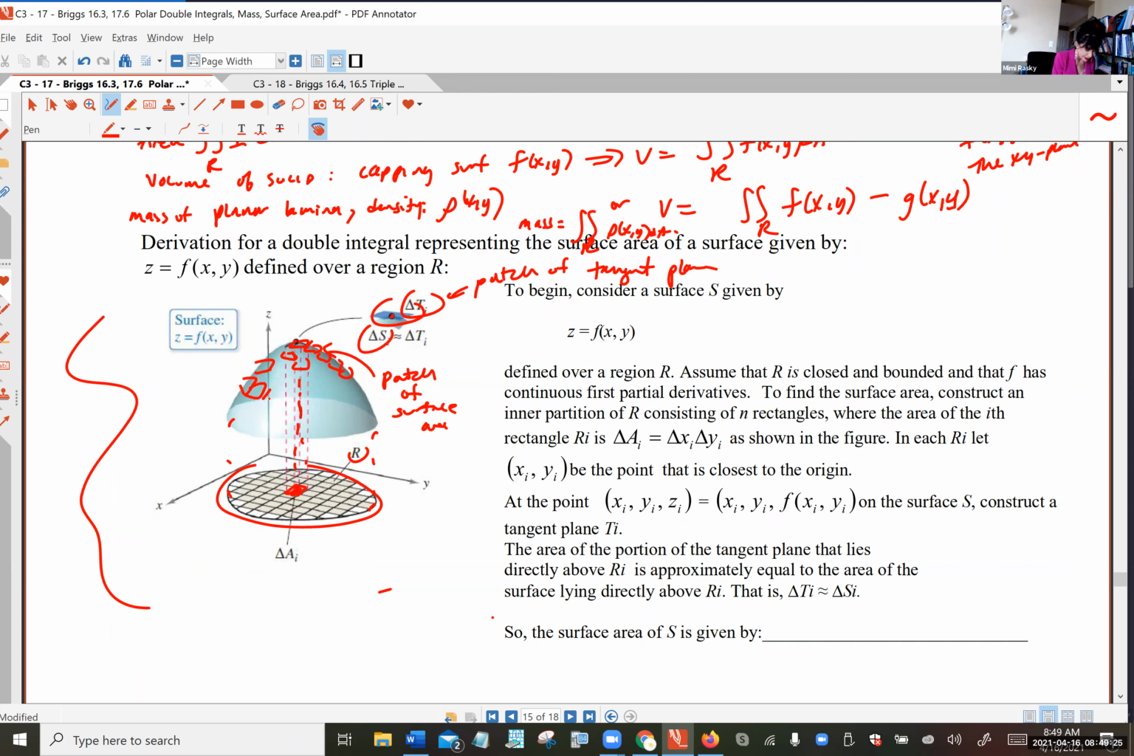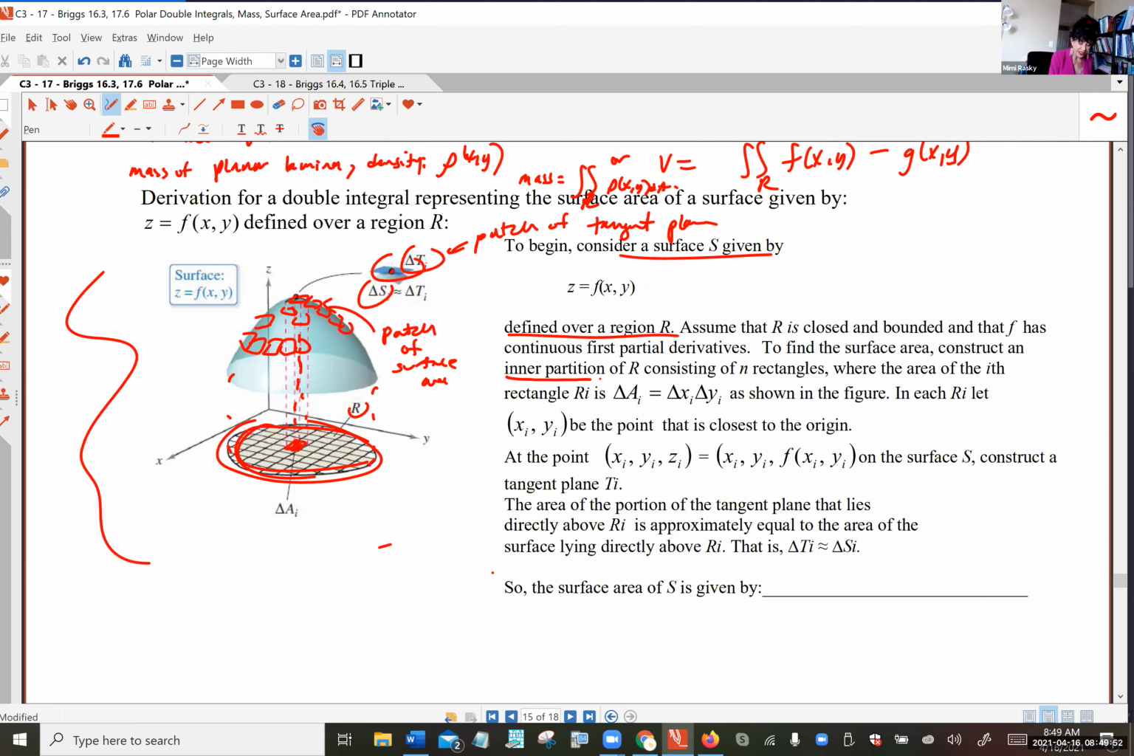And of course, we're going to form a Riemann sum. And then we'll take a limit. That's how we're going to roll. So consider the surface defined over the region R. Assume that R is closed, this is a region R down here, and bounded, and f has continuous first partials on that region.